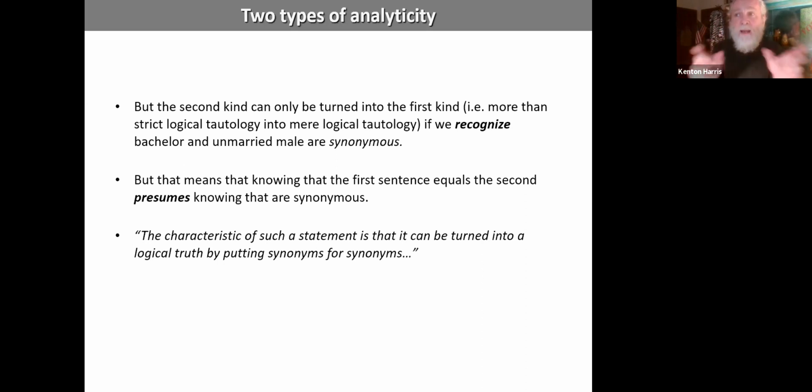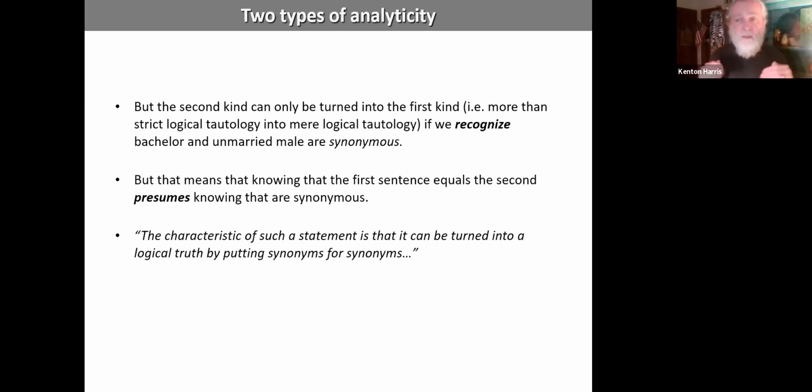That means that formula, that test, oh, well, if I can translate it all the time and it saves the truth value, that test can't be my test of synonymy, since I have to know the terms are synonymous in order to realize that it passes the test. But that means that knowing that the first sentence equals the second presumes knowing that they're synonymous. The characteristic of such a statement is that it can be turned into a logical truth by putting synonyms for synonyms. But I have to recognize that they are synonyms.